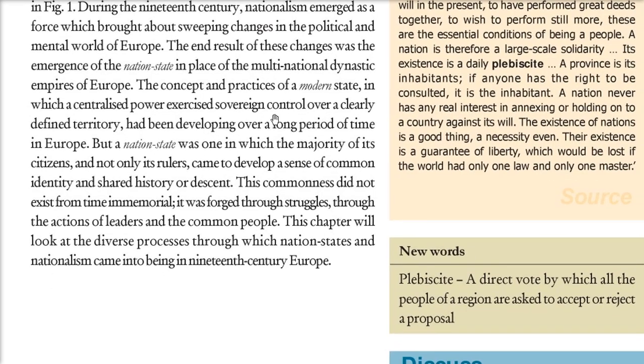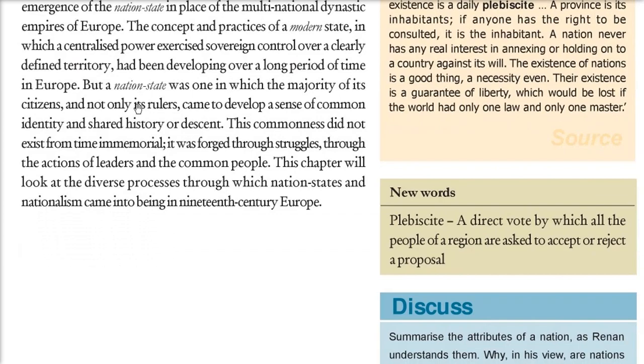That is, the power is with people. A modern state is one in which a centralized power exercised sovereign control over a clearly defined boundary or territory, and this had been developing over a long period of time in Europe. And the nation state was one in which the citizens are important, not only its ruler, but all will have a shared history of descent.